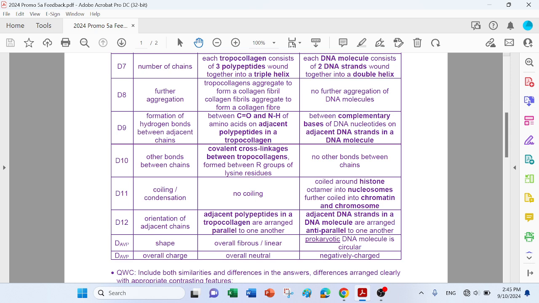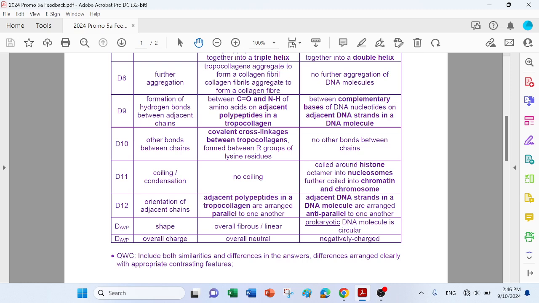But DNA has no further aggregation, so therefore also no other bonds joining the DNA molecules together. Okay, then the coiling, right? Collagen is not coiled around anything, but the DNA molecule is coiled around histones to form nucleosomes. Then there is further coiling. Of course, I'm not going to go through the details here, right? Just a simple comparison of presence and absence of coiling, right? So coiled around histones, further coiling into chromatin or chromosomes.